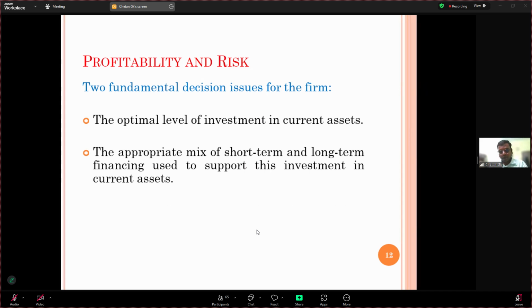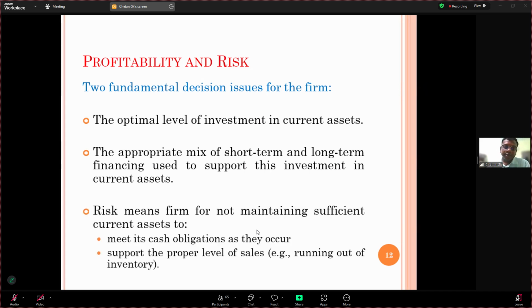Okay, so next is risk. Risk here means the firm is not maintaining sufficient current assets to meet its cash obligations as they occur. You have to be meeting your cash obligations, right? Okay, and to support the proper level of sales.